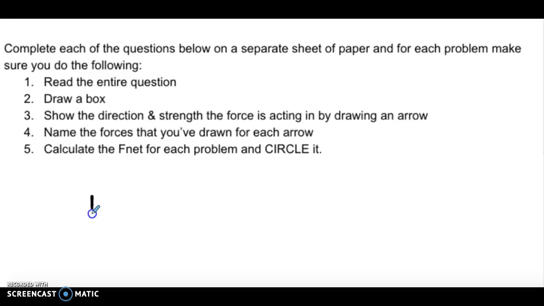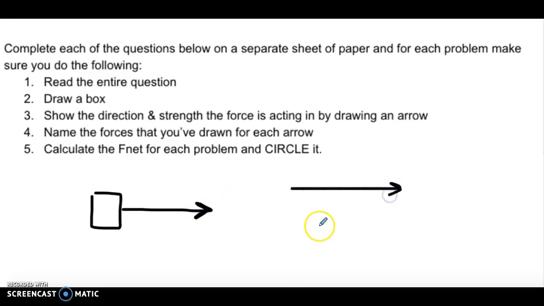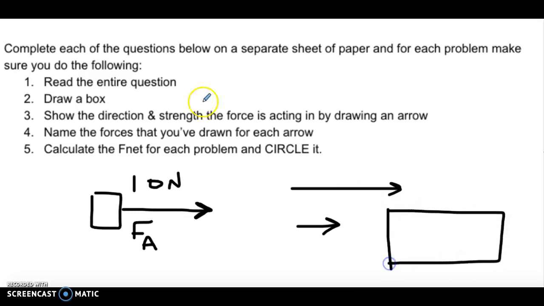So read the question, draw a box. You're going to show the direction of the force and the strength of the force by the size of the arrow. So big force, big arrow, small force, small arrow. Okay, and then we're going to label the forces with newtons. So this would be 10 newtons. And then the name of the force as well. So force applied. Okay, and then the net force on these problems is going to go in the box to the right.